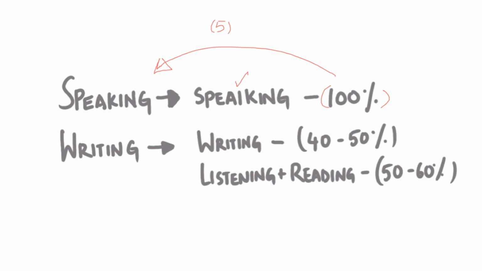Here's the interesting thing, guys. Just around 40 to 50% of your writing section score is coming from the writing part of the PTE Academic exam. The remaining 50 to 60% is coming from the listening section and the reading section combined. Pretty interesting, huh? So if you're lacking in your writing score, maybe you need to improve on your listening and reading sections.